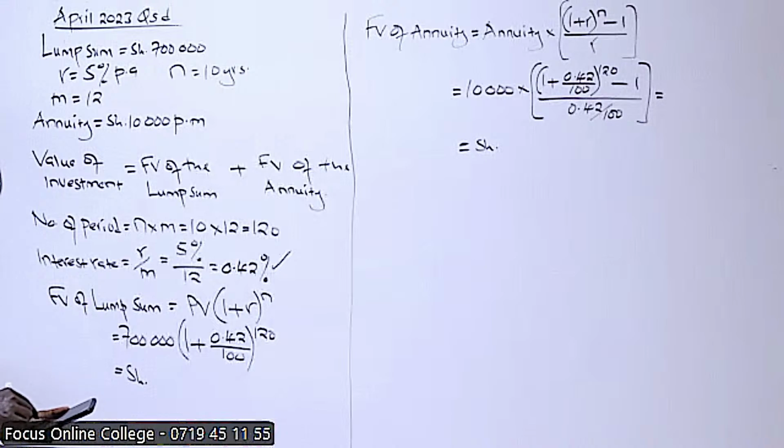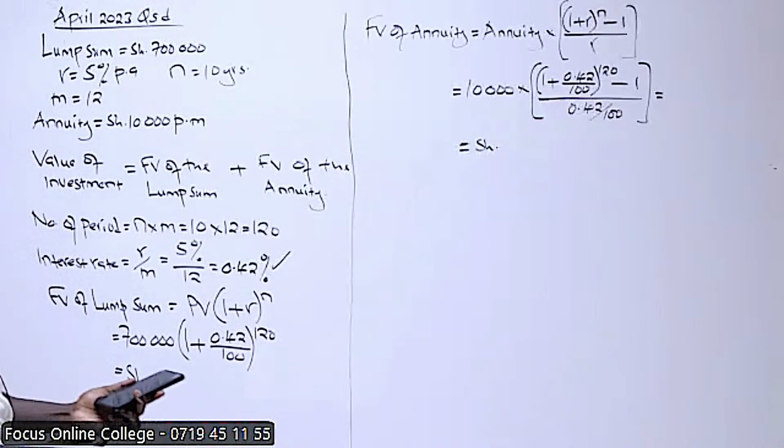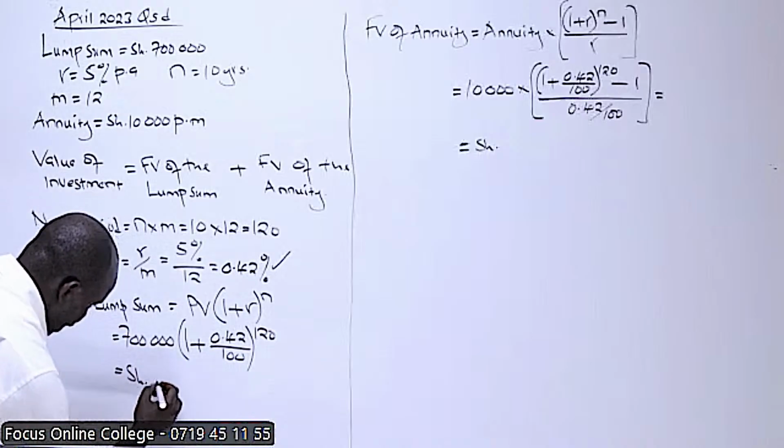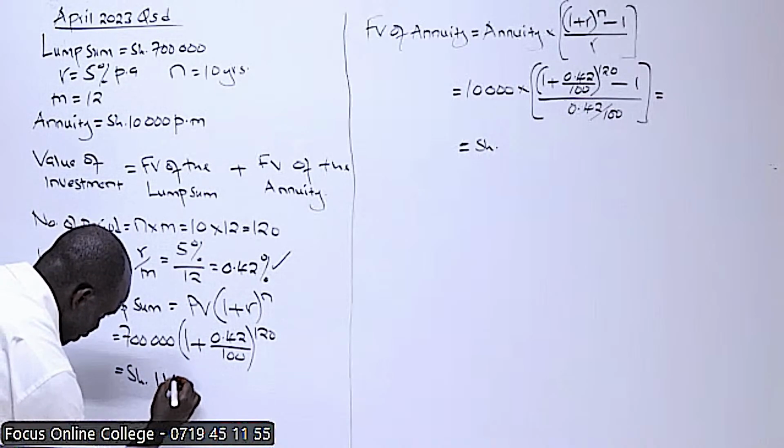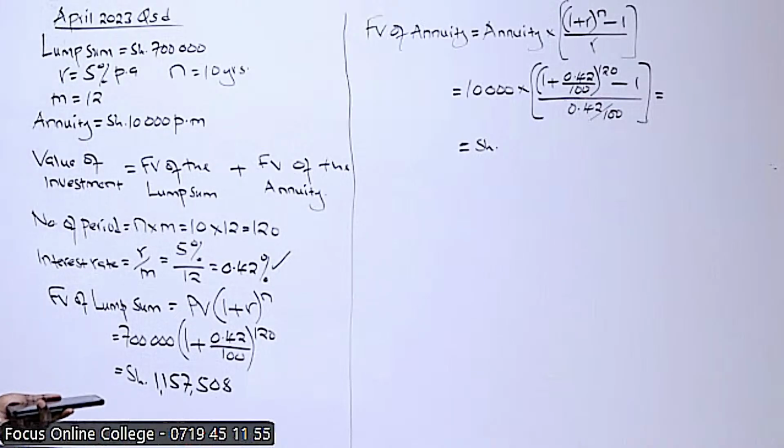So the first one, I'm getting 1,157,508. I don't know what you're getting. Confirm whether you're getting the same. 1,157,508. Yeah, that's okay. Let's have the future value of the annuity now.